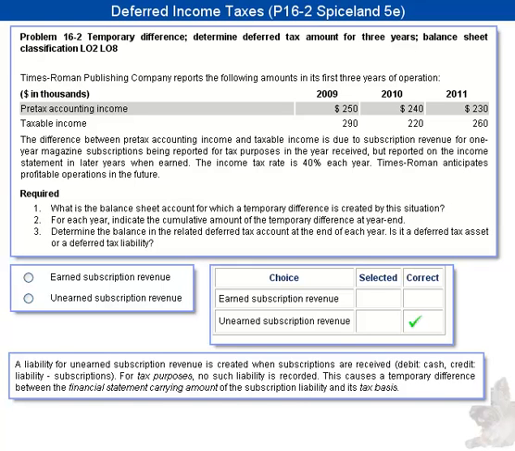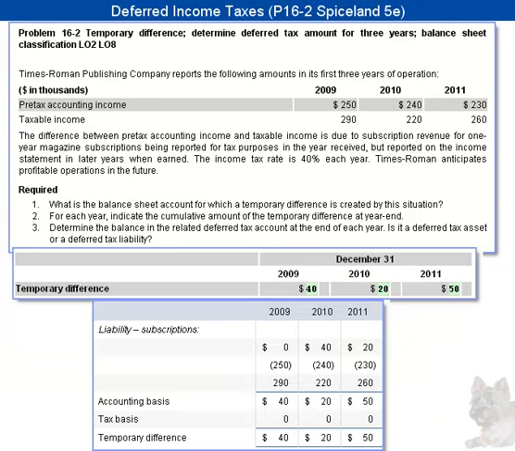Alright, now let's take a look at Part 2. Part 2 says, for each year, indicate the cumulative amount of the temporary difference at year end. Okay, now I moved the images on the screen so we can get it all in the screen real estate we have available here. The temporary differences are 40 million in 2009, 20 million in 2010, and 50 million in 2011. Oh, and I see here that these are supposed to be in thousands, so that's 40,000, 20,000, 50,000, and the previous numbers here were all in thousands as well.